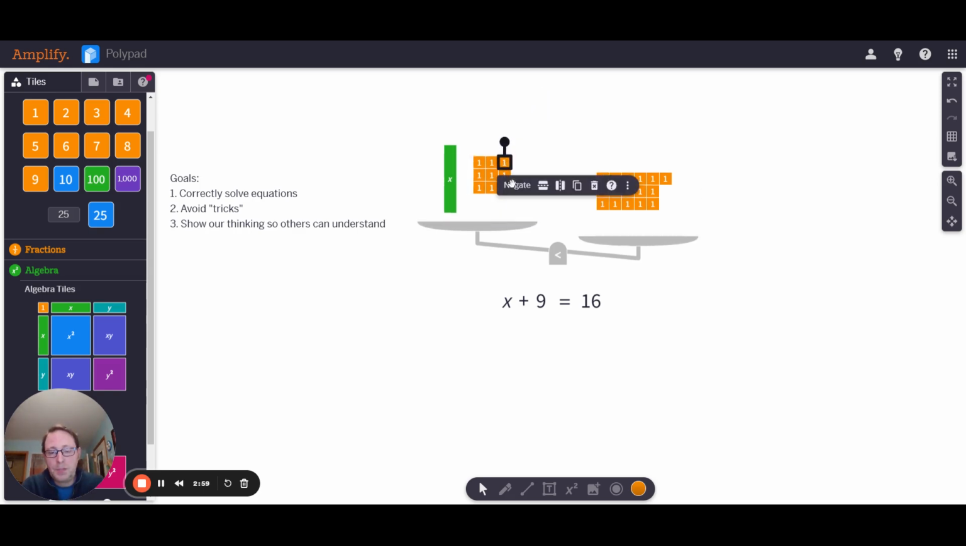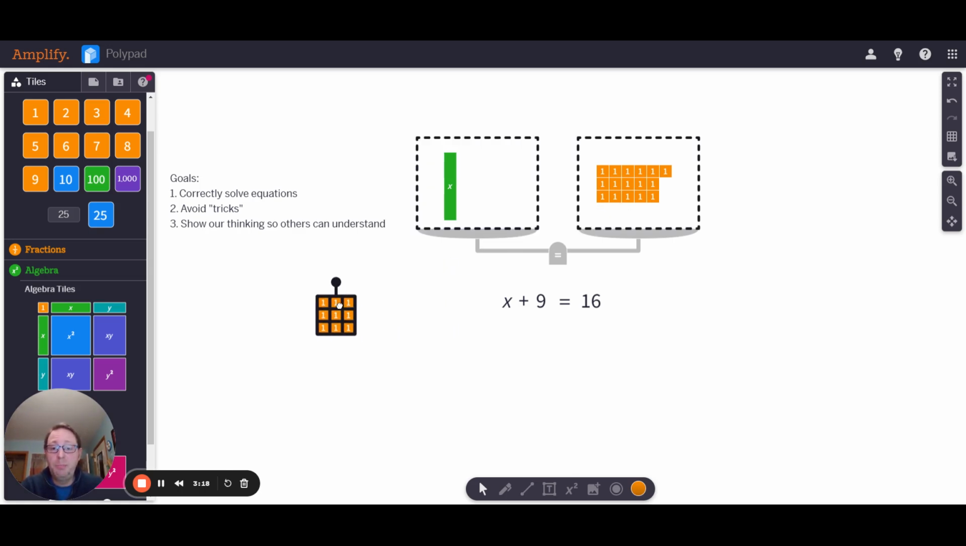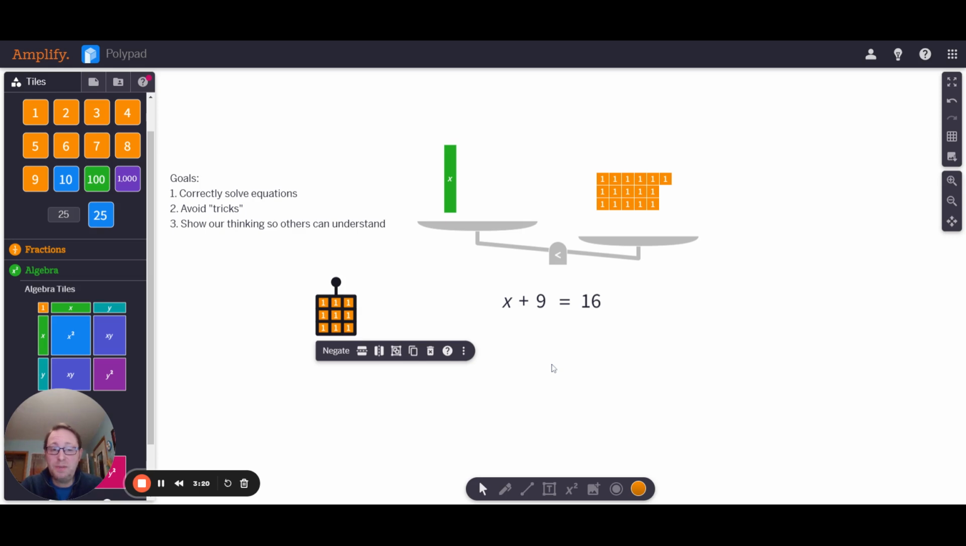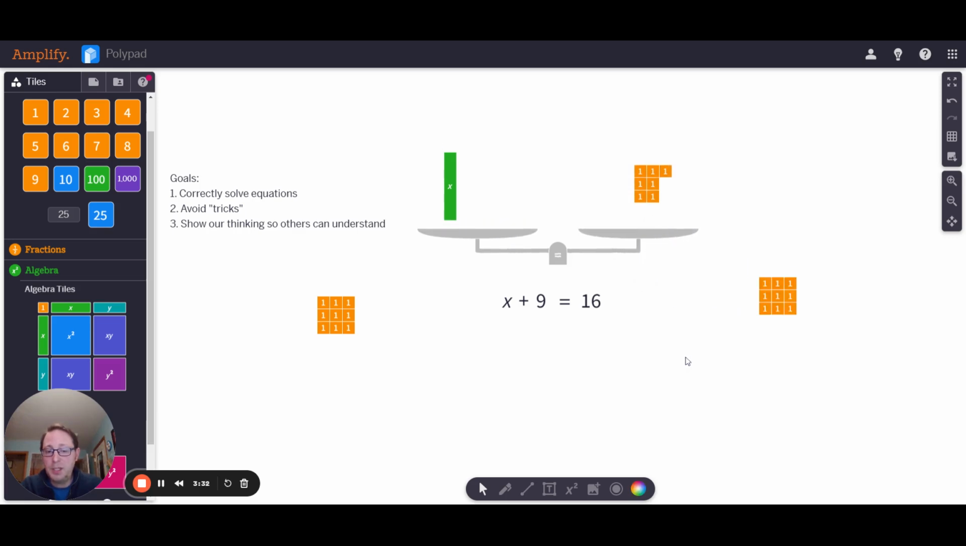Okay. So the first part of this day, we are going to actually model using the balance scale to get familiar with the tool. Okay. So what do I want to do? Remember, my goal is to get x by itself. So I really want to take these 9 away. But I can't just do it from one side. Remember, we've got to do the same thing to both sides. So I took 9 away from the left side. I had better take 9 away from the right side.